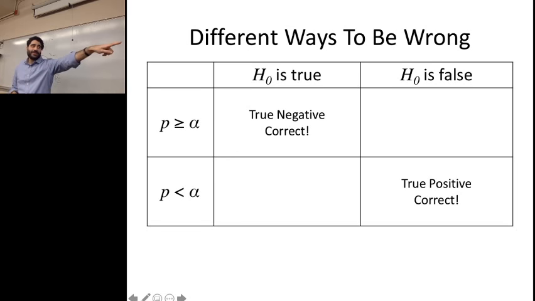Where we really would like to be, of course, is down here in the bottom right, which is that in our data we got a small p-value, indicating that the null is not a good fit for our data.